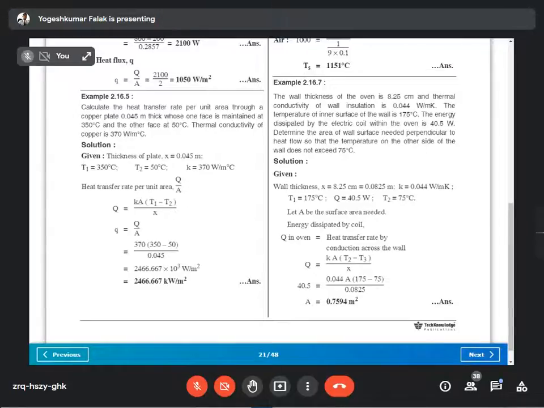Correct, sir. So you are getting the same answer. So the numerical is correct. There is a typo mistake in the formula, where they wrote T2 minus T3. It's a typing mistake. Correctly it is T1 minus T2, higher minus lower.